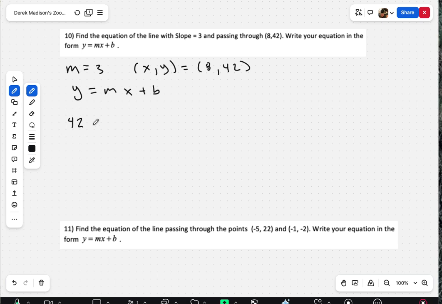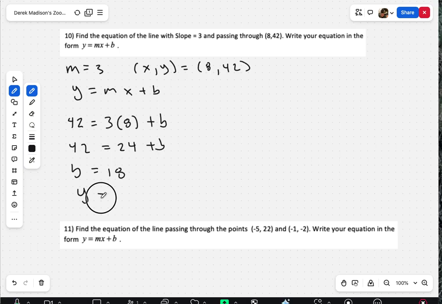So we'll let 42 equal the y. m is 3 and x is 8, plus b. And then 42 equals 24 plus b. And so that means that b is going to equal 42 minus 24, that would be 18. So here we just have to remember to actually write down our answer. So that would be y equals 3x plus 18.